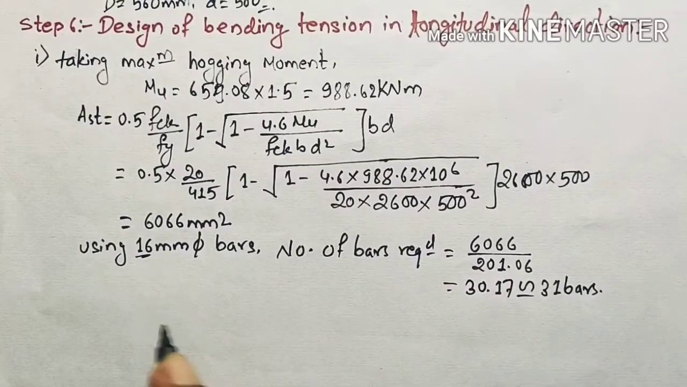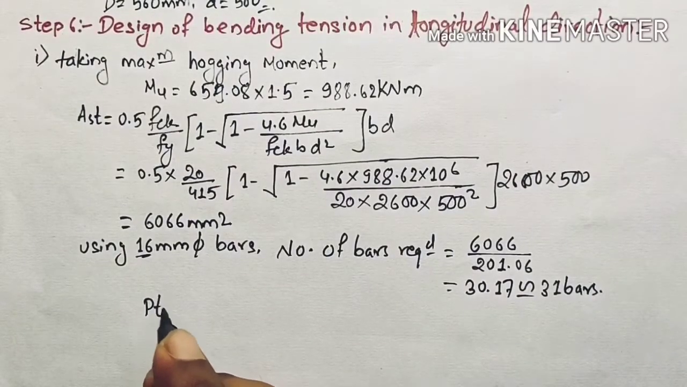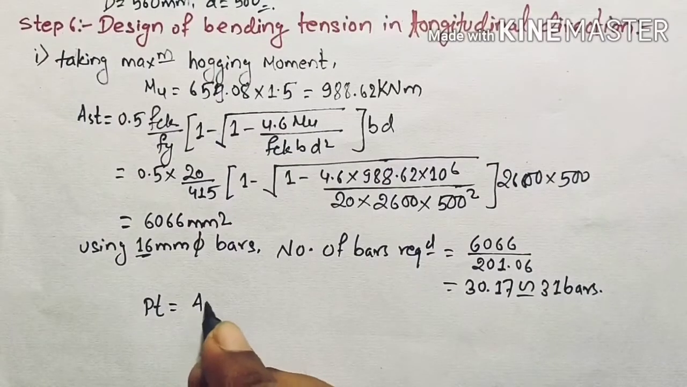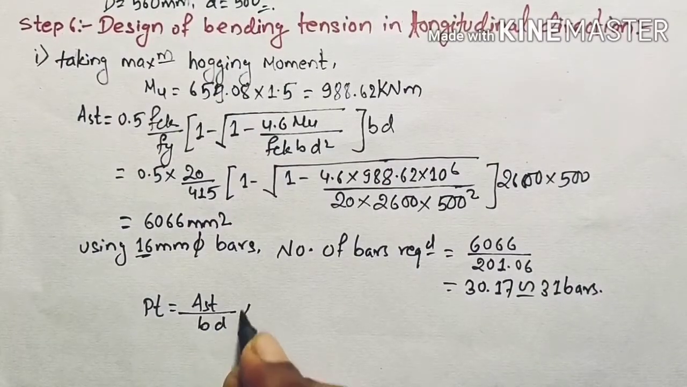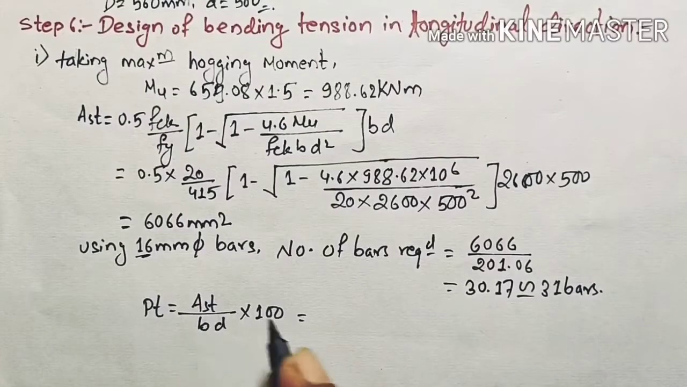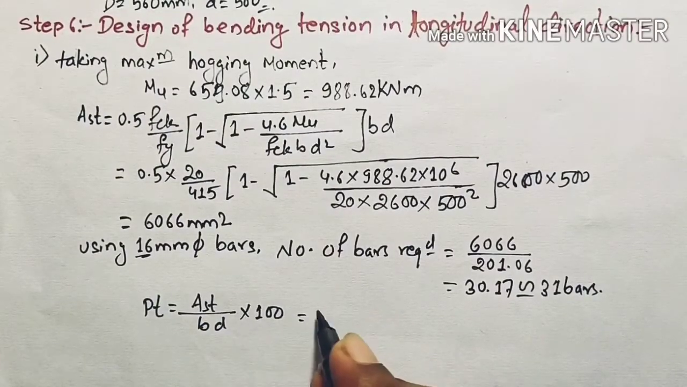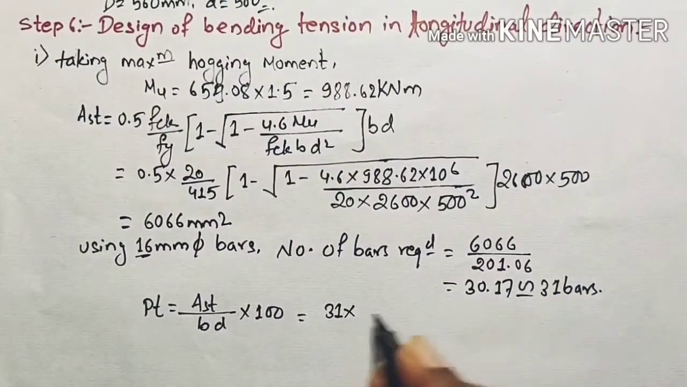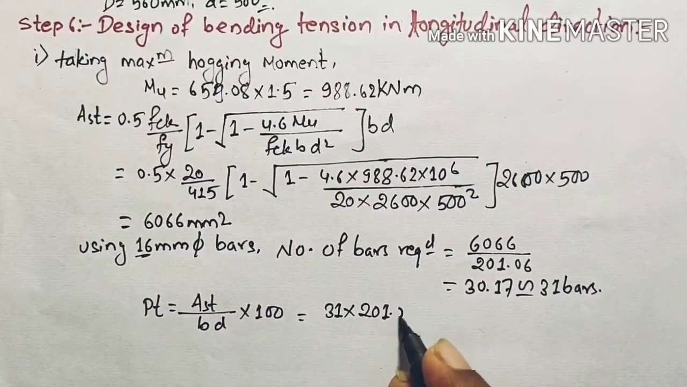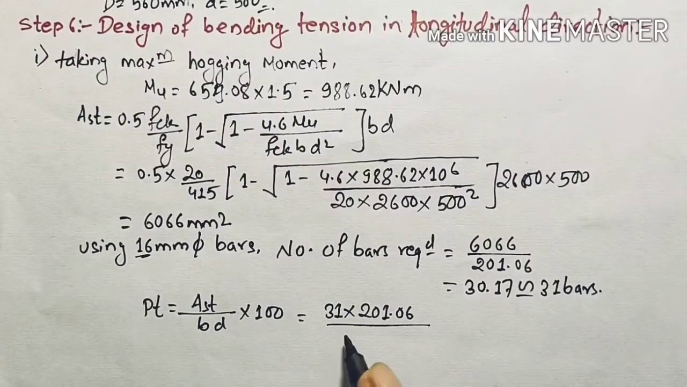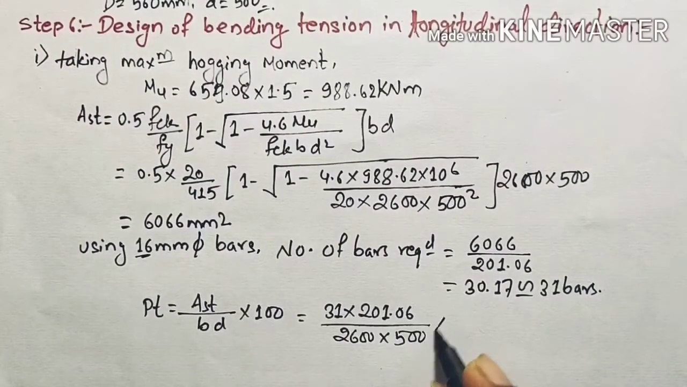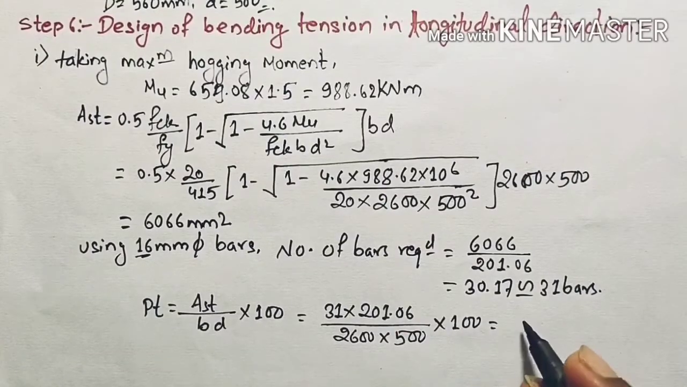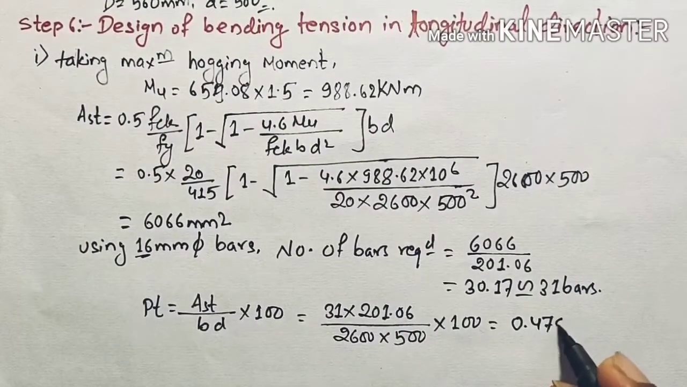Now let's find the percentage of steel, and we have the formula for finding the percentage of steel as pt is equal to Ast by bd times 100, and Ast is how much reinforcement we have provided here, and we have provided 31 bars, so 31 into Ast of 1 bar is 201.06, and this is our total Ast provided by bd, and the bd is going to be 2600 into 500, into 100, and we will get the value of percentage of steel as 0.479.